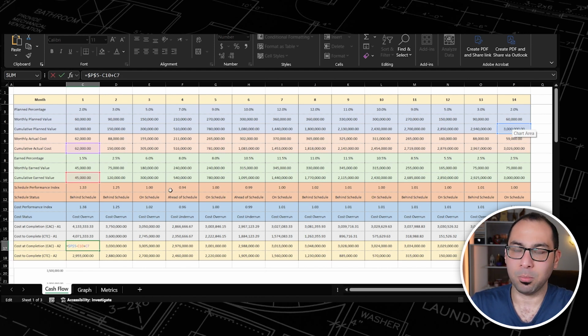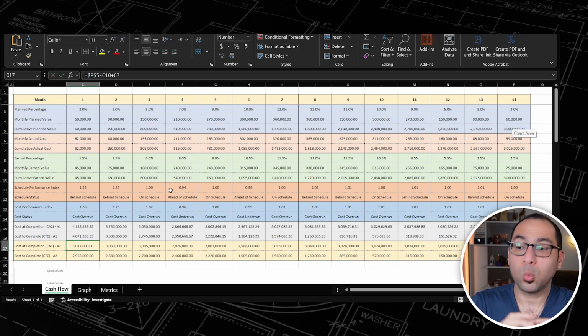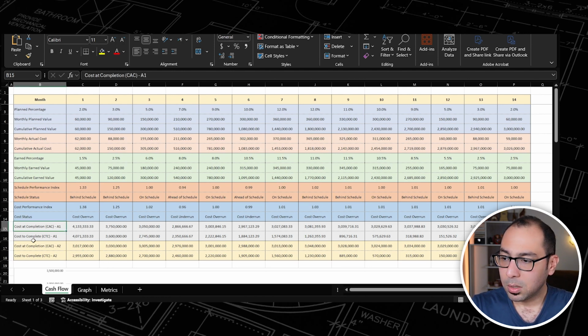This is the second assumption, that the bad performance will be only in the first month. It will not be like the first assumption that the bad performance will continue throughout the project. No, here I am assuming that I had bad performance only in the first month, but for the remaining part of the project, I'll be working very well. So these are the two assumptions to calculate the cost at completion.